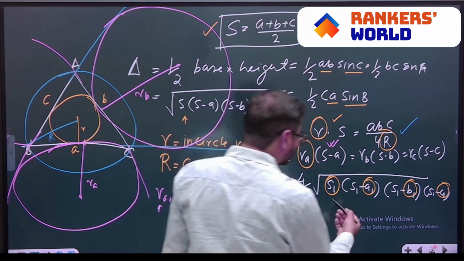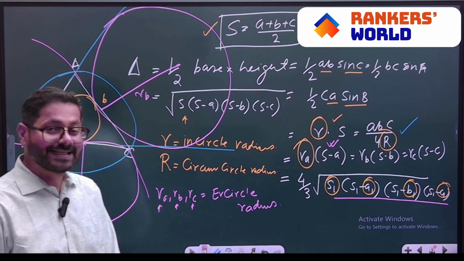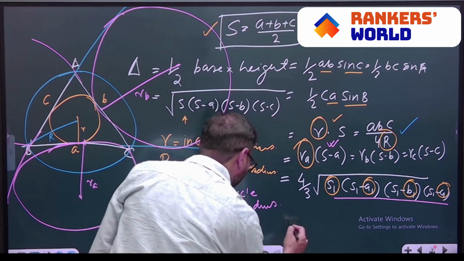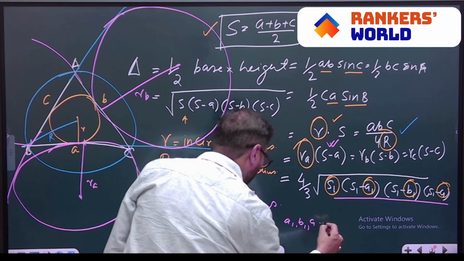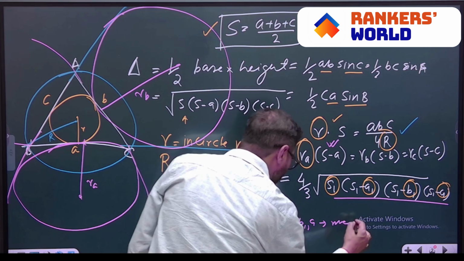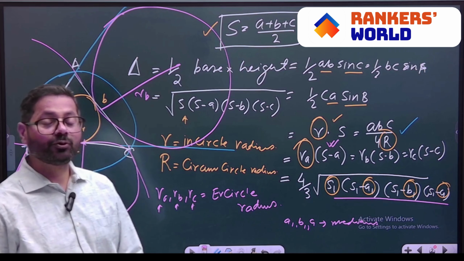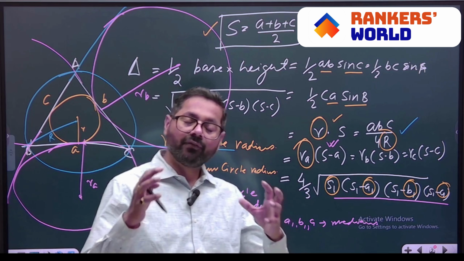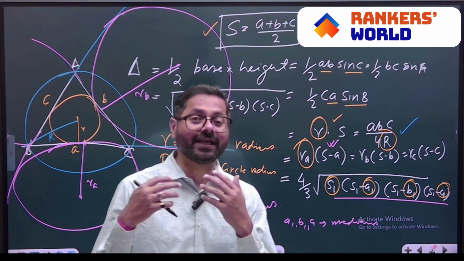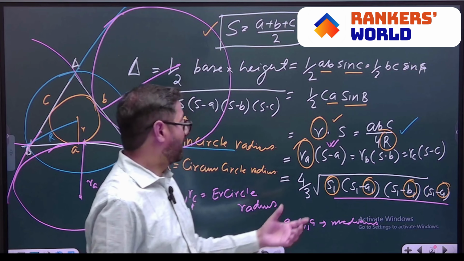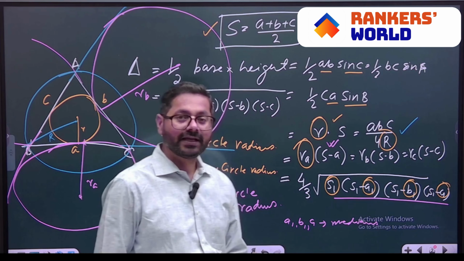And what is unique in this? What is S1, A1, B1, C1? A1, B1 and C1 are the medians. These are the medians of the triangle. When you draw the medians, and with the help of those medians I draw a triangle and try to find the area of that triangle, if I multiply 3 by 4 into the area, I can get the area of the triangle.